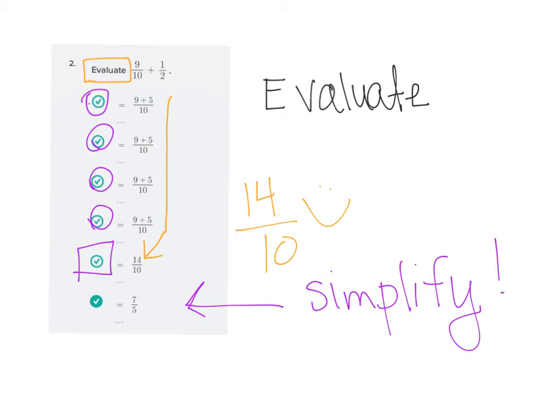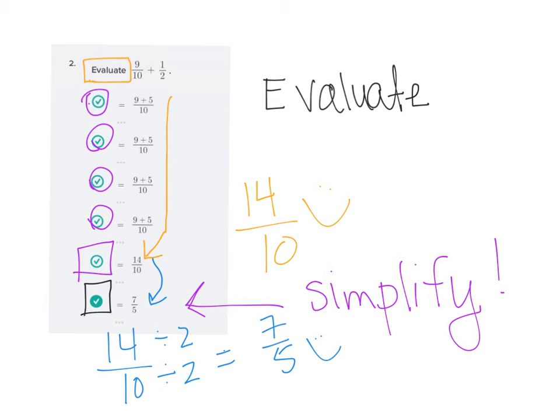Okay, and if that is something you're not sure how to do, sixth graders, we will work on simplifying together. But notice that this student finally recognized I need to simplify, meaning 14/10. If I divide both the numerator and the denominator by 2, I get 7/5. And now Mathspace is finally happy with your simplified answer that you evaluated.